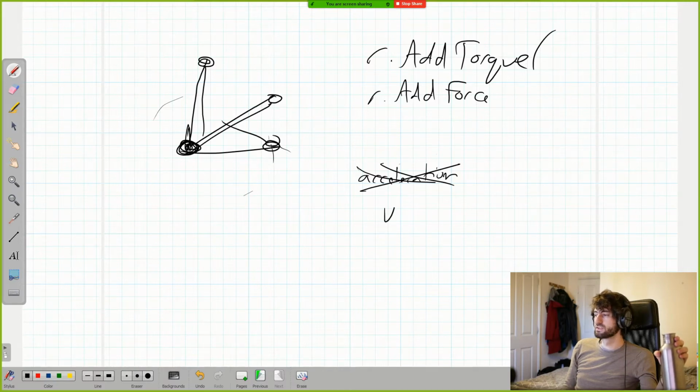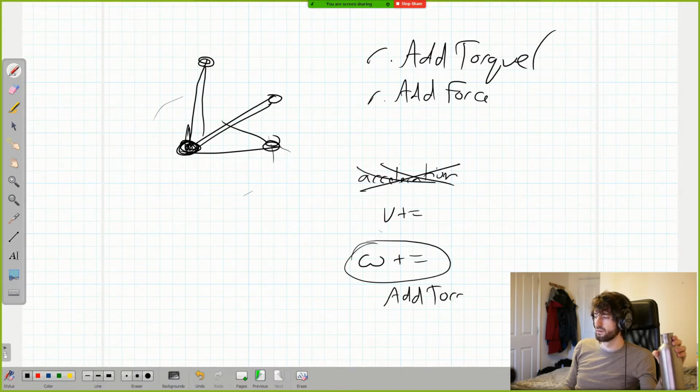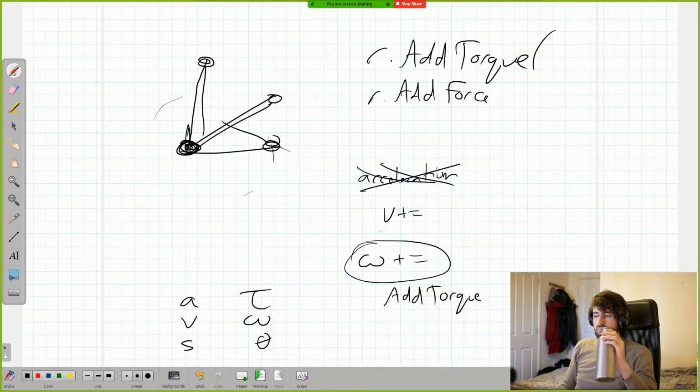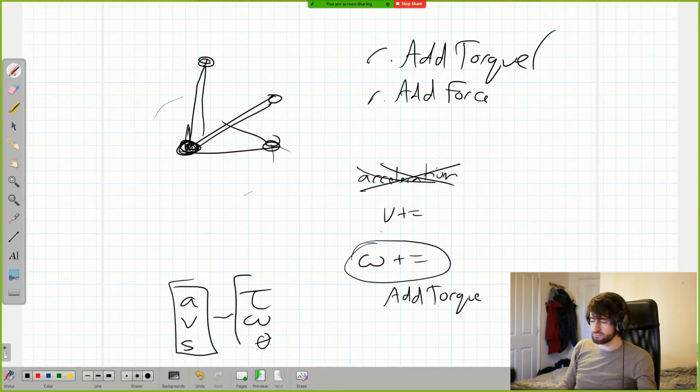Or you can do velocity plus equals, right? That's the same thing as an acceleration. Well, you can do the same here. You can add on to your angular velocity, or you can use AddTorque, and that will change the angle. So the torque changes the omega, changes the angle, and the acceleration changes the velocity, changes the distance. They're all analogous. Once you've learned one of the two systems, you kind of know everything. It works the exact same.